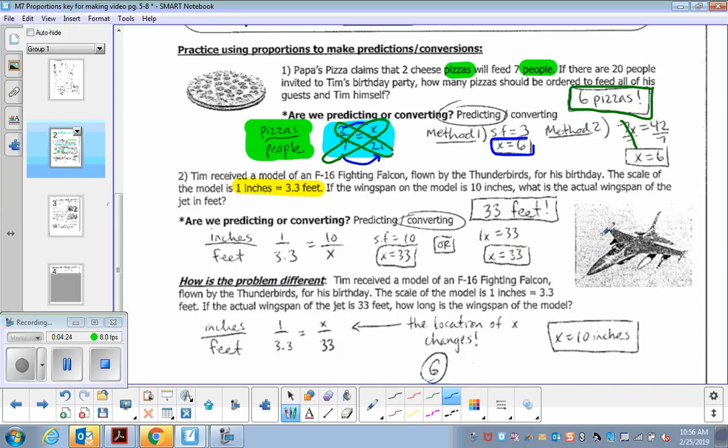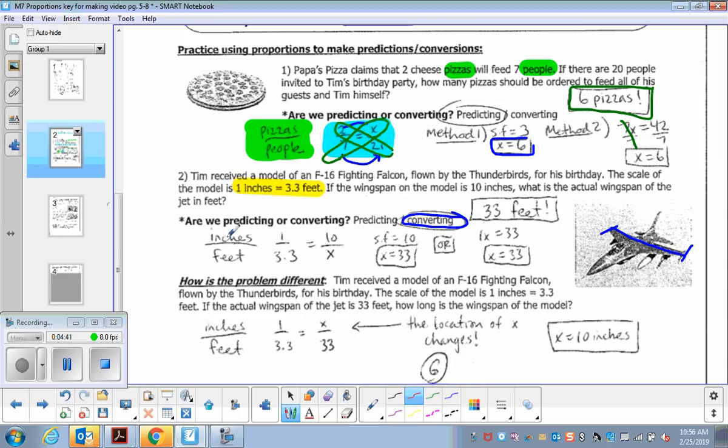So the wingspan, y'all, it's the thing that goes from this edge to this edge. And what we're saying is that on the model, from here to here is 10 inches, and we want to know the actual length from there to there on the actual Falcon. So we are converting in this problem.